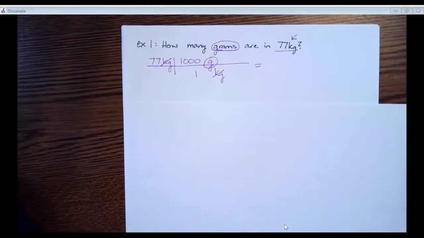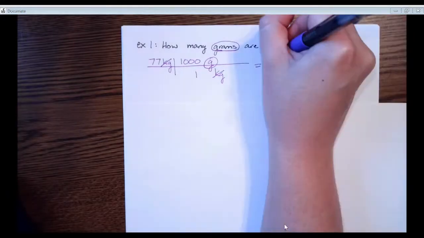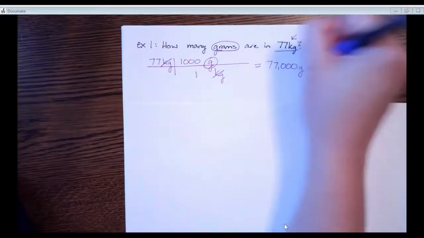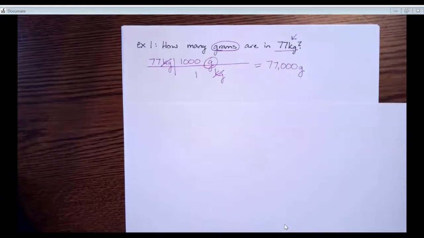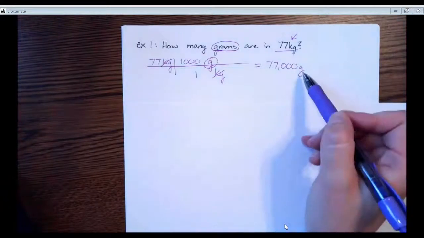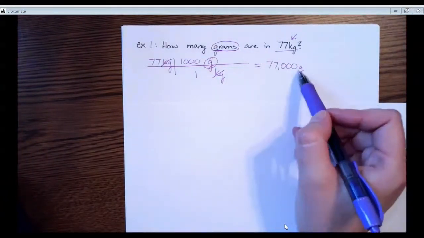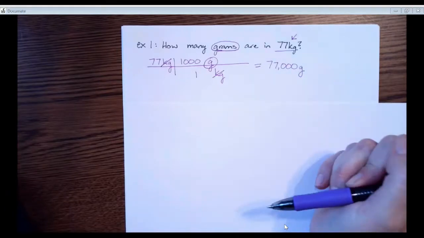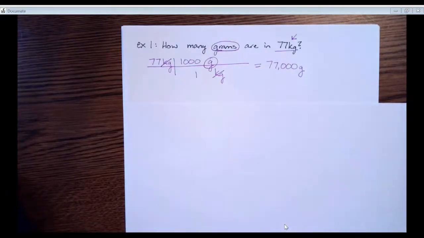Now when it comes to solving this, we're going to multiply across the top. So 77 times 1,000 gives me a value of 77,000. And then don't forget your unit, grams. Okay, and I want to think about sig figs. So I have 2 sig figs here. In my answer, I also have 2 sig figs because I have trailing zeros but no decimal point. The zeros don't count. So my first answer is 77 grams. Or sorry, 77,000 grams, much bigger.